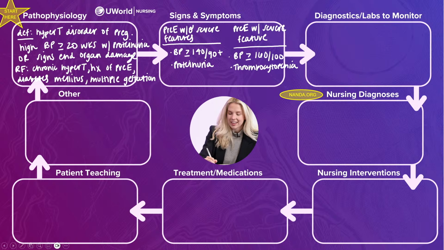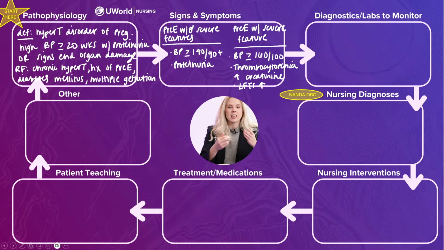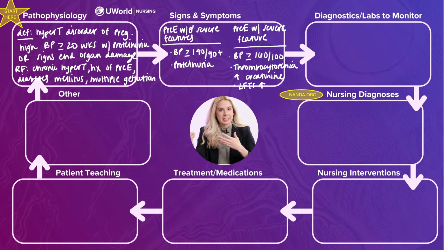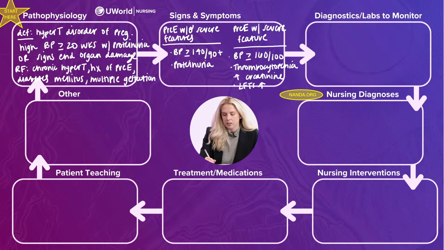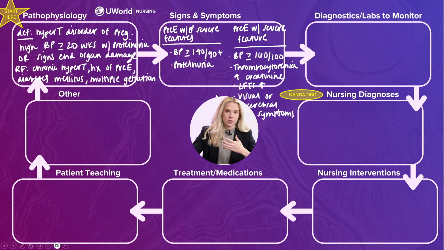We're going to see an increased creatinine. We need to monitor those LFTs or liver function tests. These are our ALT and our AST, which we're going to see increased. And these clients often present with visual or cerebral symptoms. So we can have headache, we can have some little spots in our vision, some blurriness. These would be signs of rising blood pressure and would really concern us about an impending stroke or seizure.